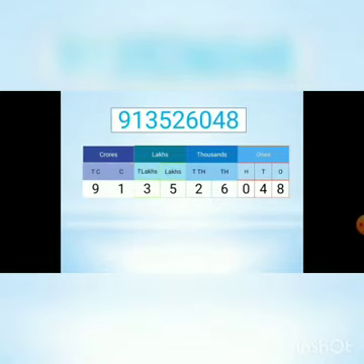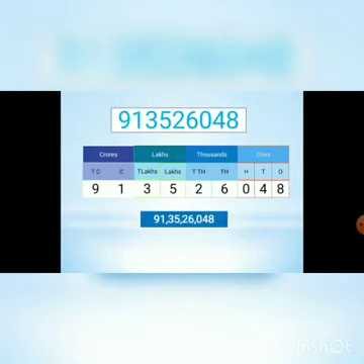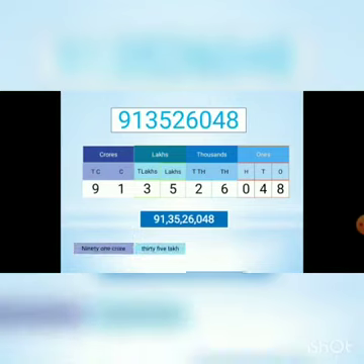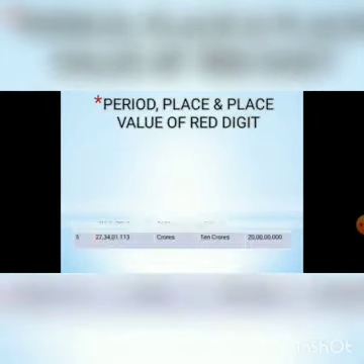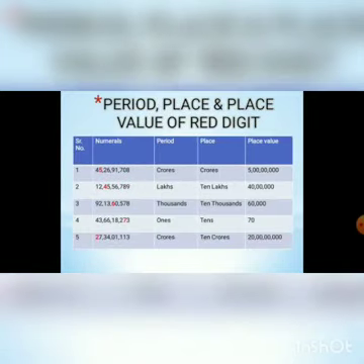We write commas after each period so the number is 91 crore 35 lakh 26,048. If we write in words, only the first letter is capital. Hope the concepts of place value chart and writing the large number in words are clear to you. How can we find the period, place and place value of the red digit? Look at the chart carefully.